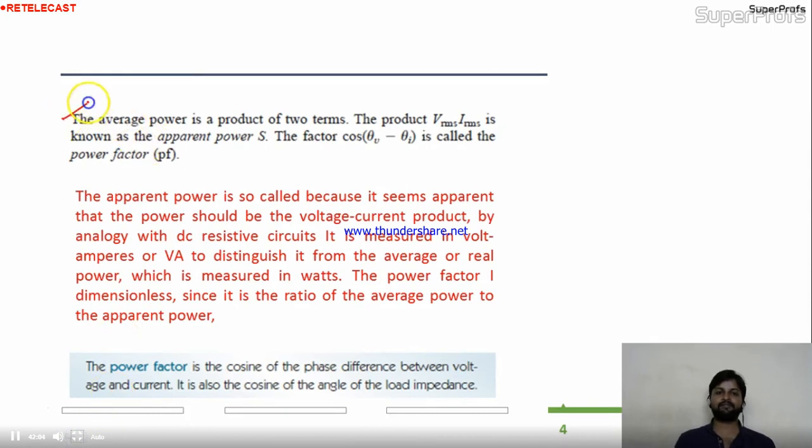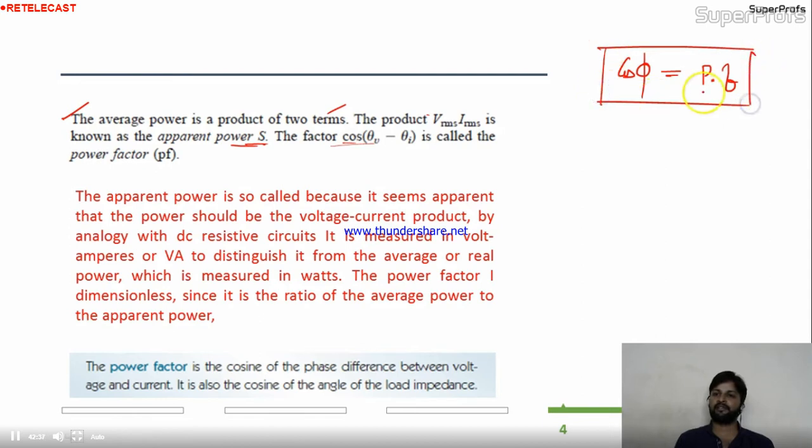Come to the next. The average power is a product of two terms. The product Vrms Irms is known as the apparent power S, and the factor cos(theta V minus theta I) is called the power factor. The cosine of the angle between current and voltage is the definition of power factor. What is the power factor? The cosine of the angle between voltage and current in any element is nothing but the power factor.